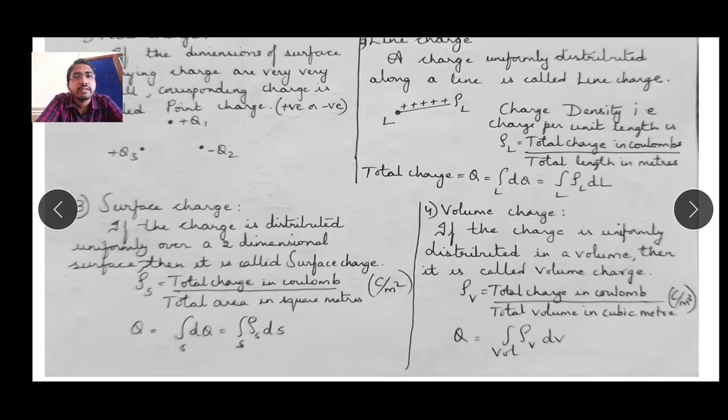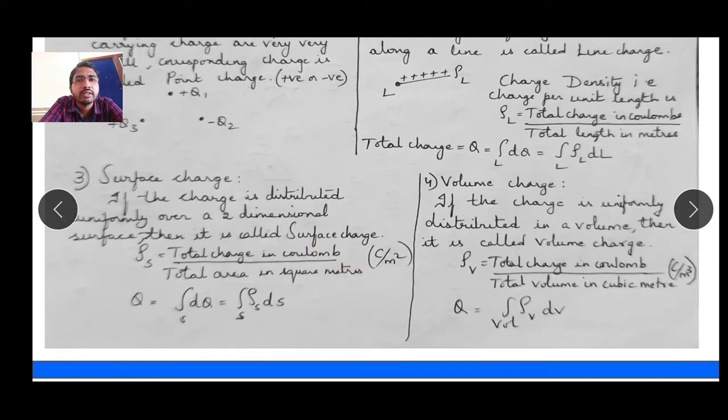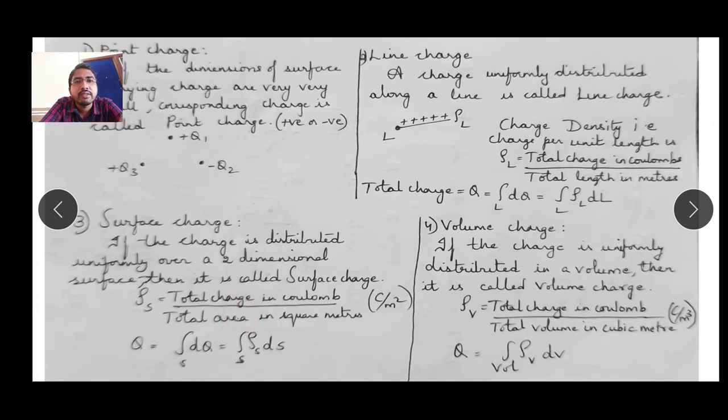Okay. Next, surface charge means if a charge is distributed uniformly over a 2-dimensional surface, then that is called as surface charge. So surface charge density is charge divided by surface area. So from that Q equal to integral rho S ds. This area will go that side. So rho S into ds. Integration means integration over a small differential surface will give you the total surface.